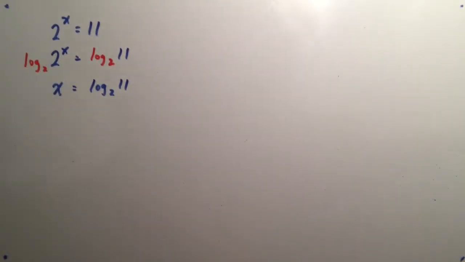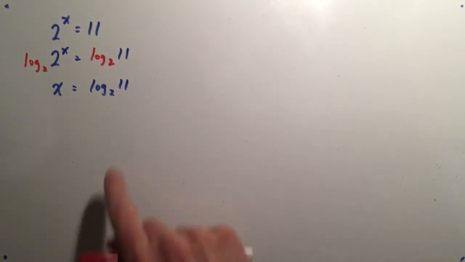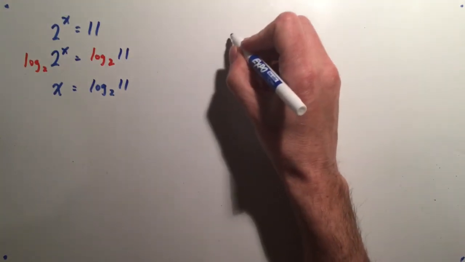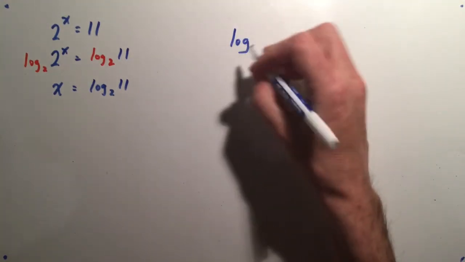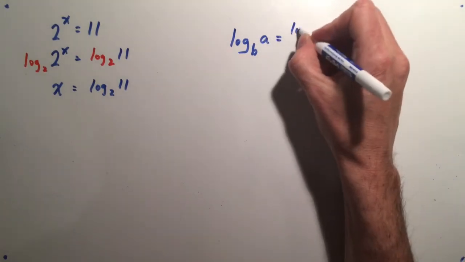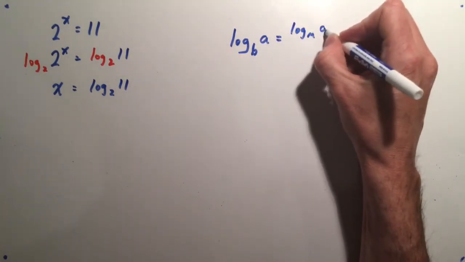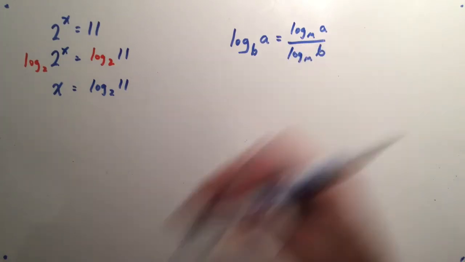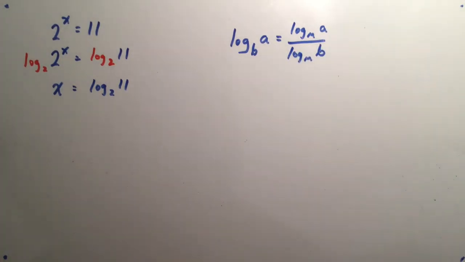Some of you are going to have a calculator that can evaluate logs with different bases on it. If you do, congrats to you. If you don't, you're going to need to use a formula called the change of base formula. What the change of base formula says is that log base b of a can be written as log base m of a over log base m of b. So the point is, we can change it to any base that we want.